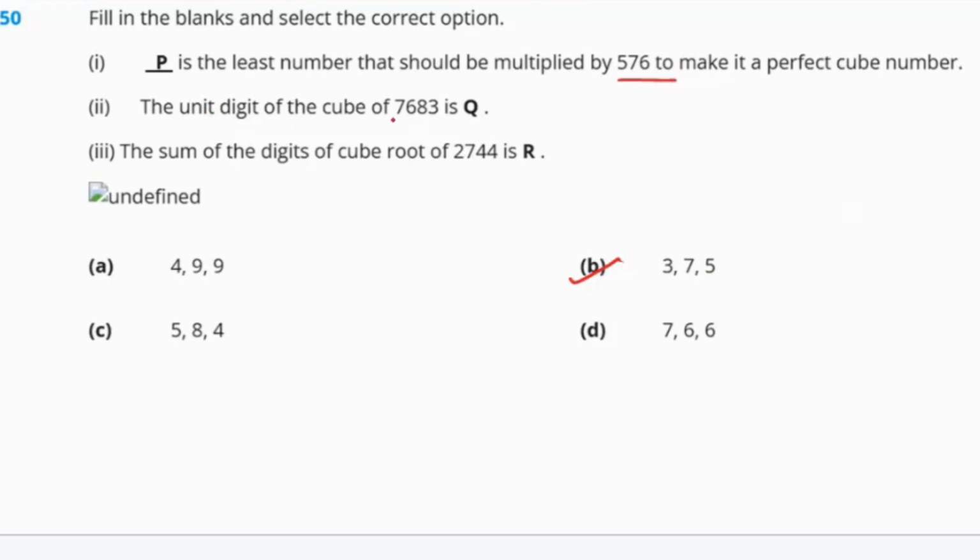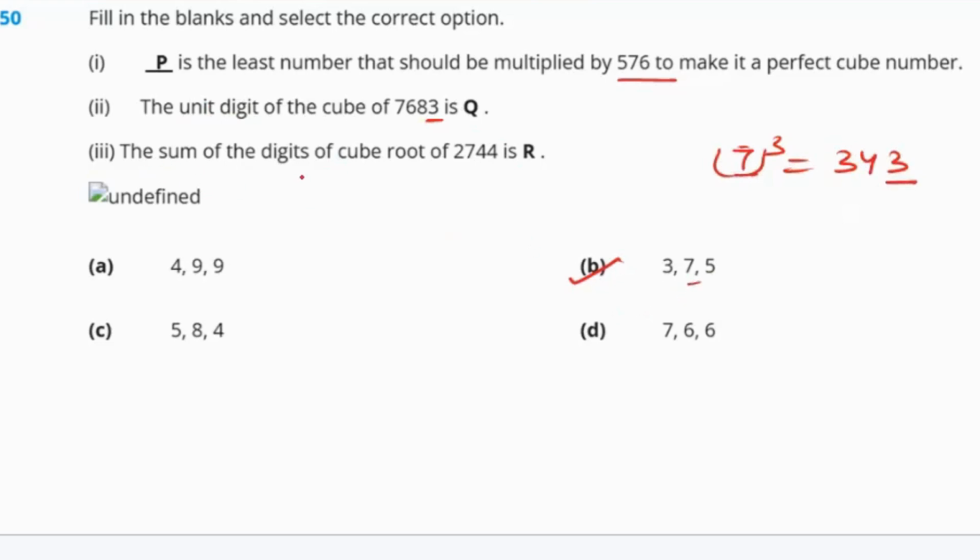Okay, the unit digit of the cube root of this number it is asking now. So as we already know, the 3 comes when we are finding the cube of 7. So that is 343, and there we are getting 3. Correct. So the unit digit has to be 7 only. That's why it is 7.